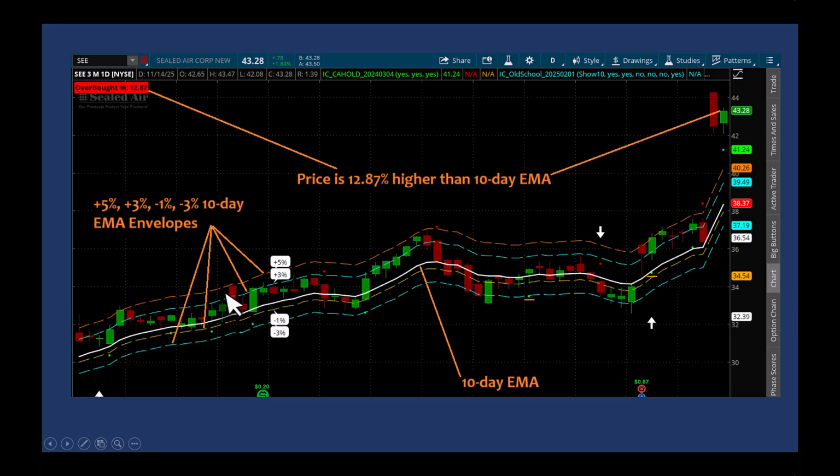So if I see something that's more than 3% above the 10-day EMA, I'm going to flag that as being red, and I'm going to show you what it is. So here's a case where this thing is 12.87% higher than the 10-day EMA at the current price. That's just where it's at.